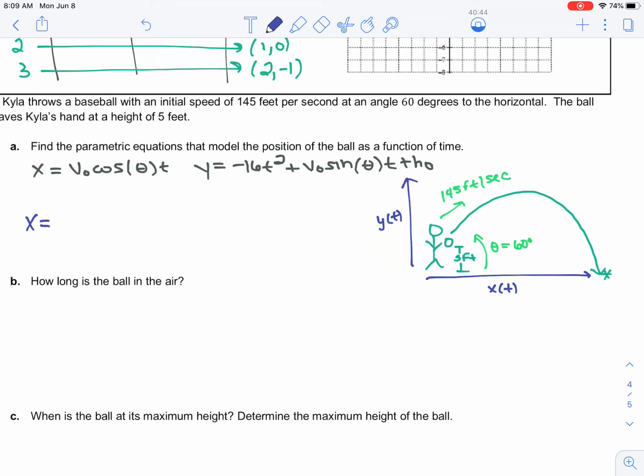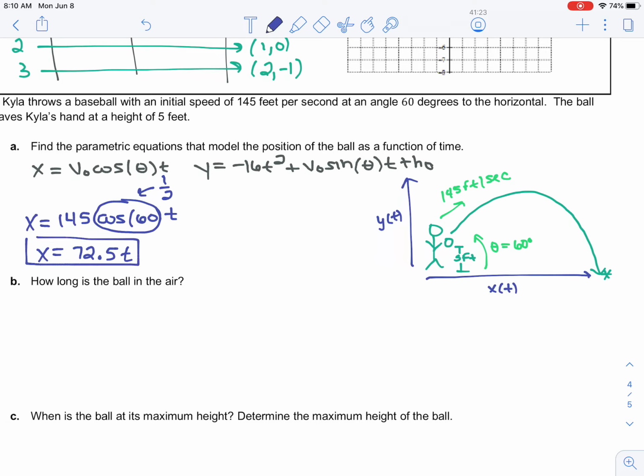We know that x is then going to be equal to our initial velocity, which is 145, times cosine of our angle of projection, which was 60, and then we have our variable t. This can be simplified to x equals 145 times, and we'll remind ourselves that cosine of 60 is really just 1/2. So we'll divide 145 by 2 to find that x is equal to 72.5 t. Okay, so that's the linear equation describing our horizontal distance.